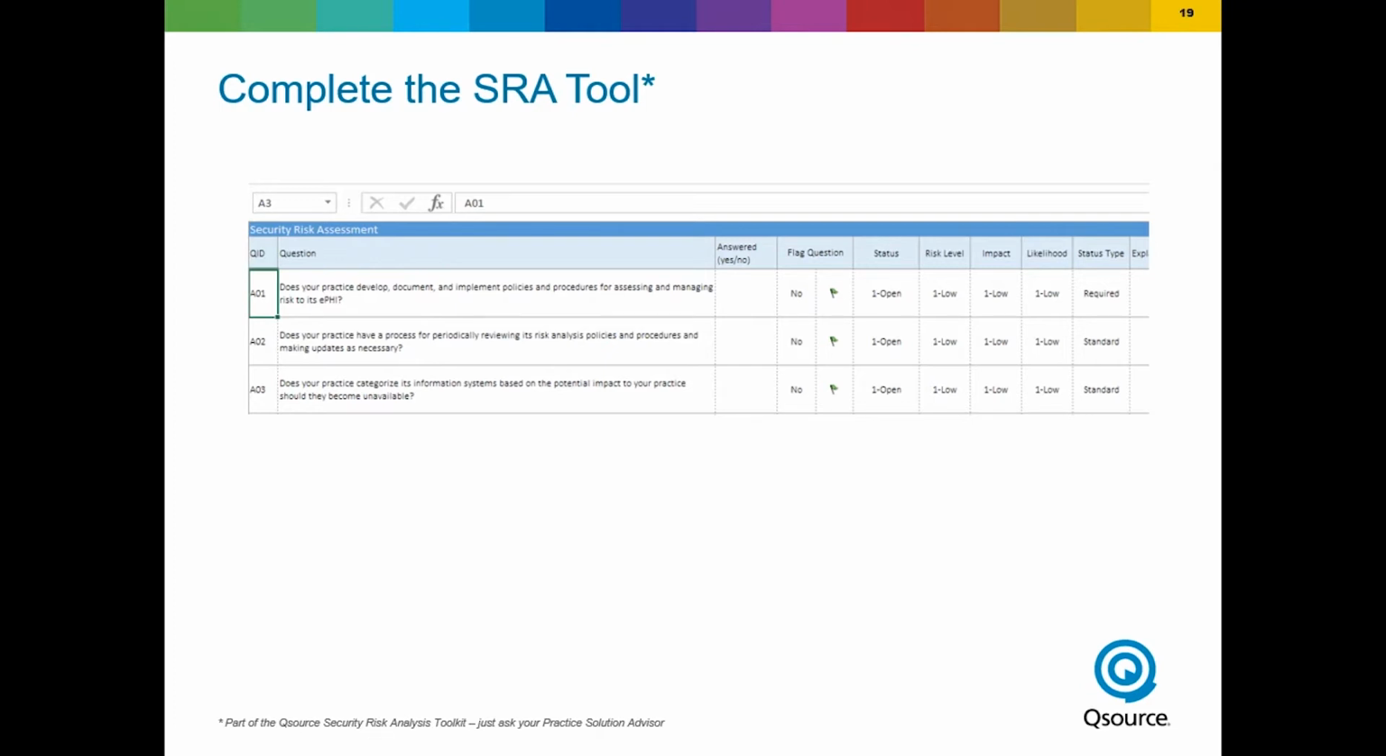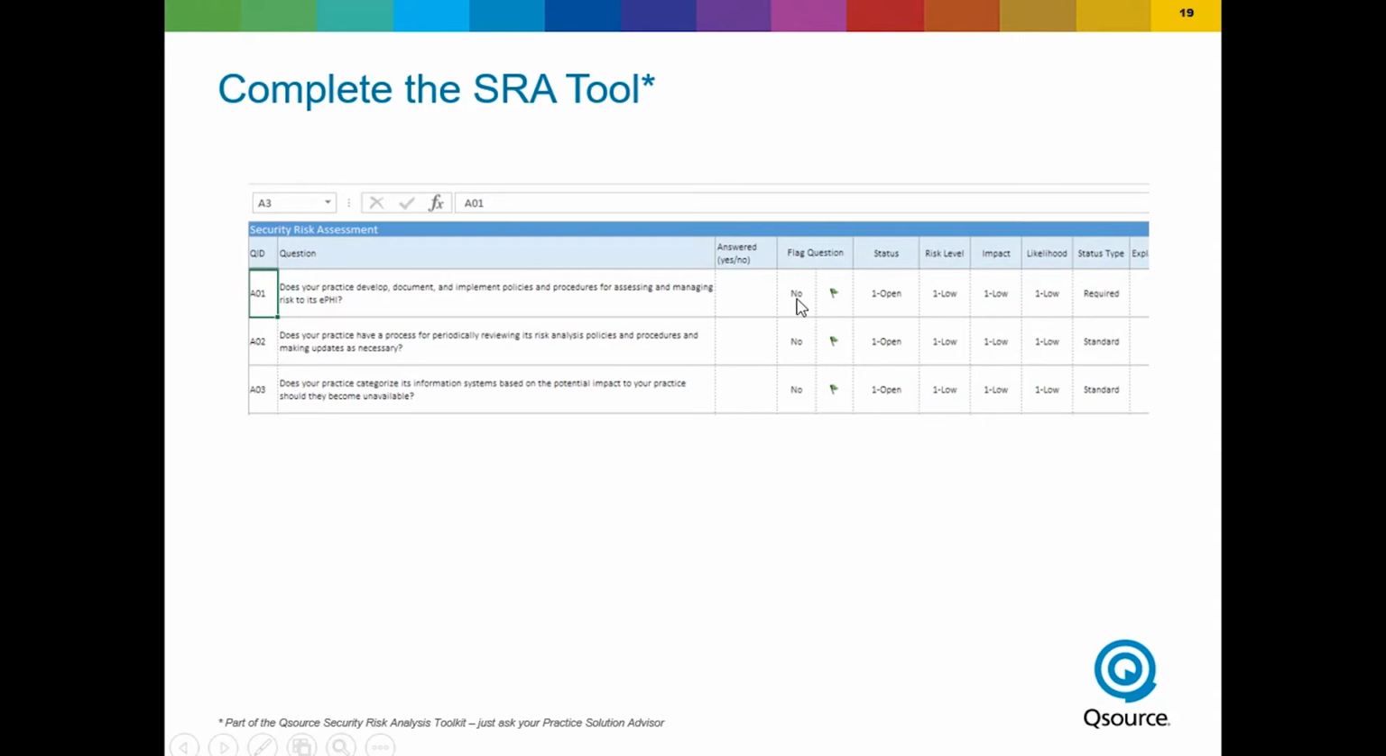Sometimes the questions seem like they're redundant, but if you really read them, one of them might ask, do you have a policy and procedure for this? And then the next one will ask, how do you do it? But it's about the same topic. So it feels a little redundant, like you're just answering the same questions over and over again, but there's just little nuances to it. So on the tool, you can flag a question if you want to.